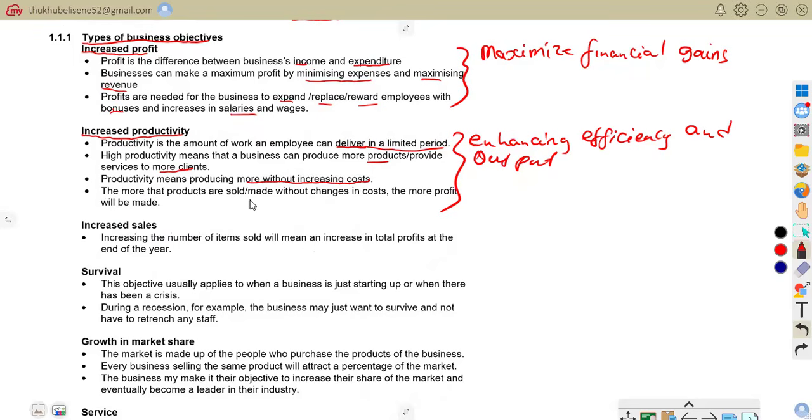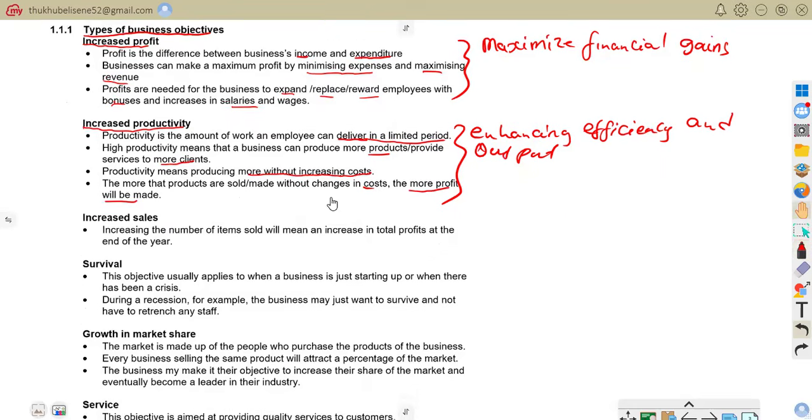The more products are made and sold without changes in costs, the more profit will be made. So you produce more with less cost. That is what we are saying is productivity. Hope we are together on productivity as one of the business objectives. One of the business objectives is to increase our production, because the more production, the more sales, and the profits are as well going to come. So now let us move on.